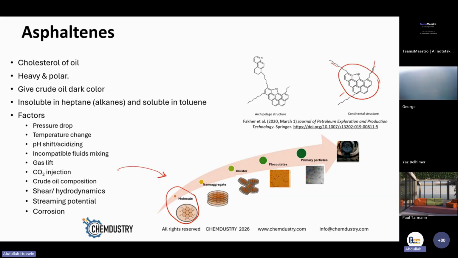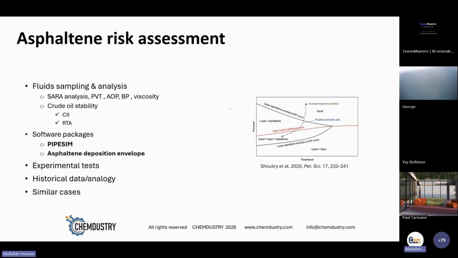So they will form nano aggregates, and these nano aggregates will keep increasing in size, and they keep clustering up to form a cluster. And these clusters will keep growing in size into flocculates, primary particles, and then micro aggregates, and then eventually the hard deposition that we normally see in oil and gas systems. How to assess the risk of asphaltenes?